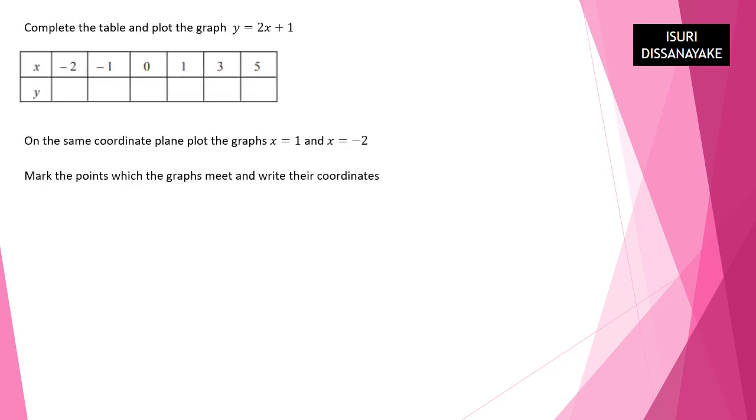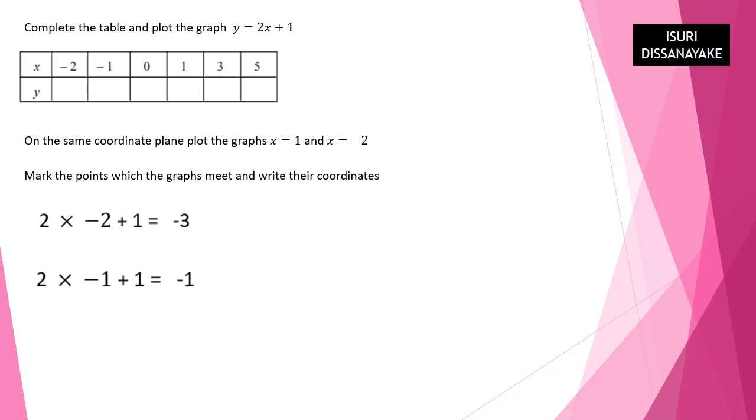An example. Complete the table and plot the graph y equals 2x plus 1. So the x coordinates are given. Let's start working it out. So the first x coordinate is minus 2. So what you have to do? y is equal to twice the x coordinate and add 1. So this is the equation. So 2 times minus 2 plus 1 is equal to minus 3.